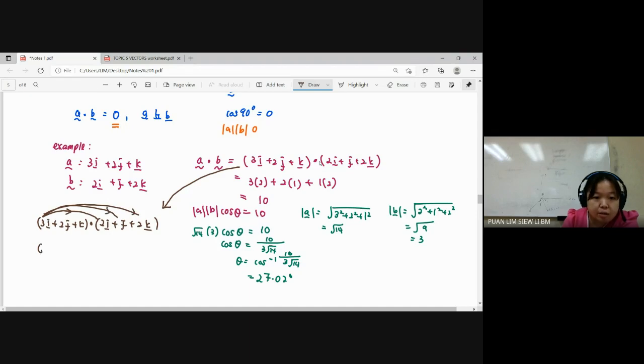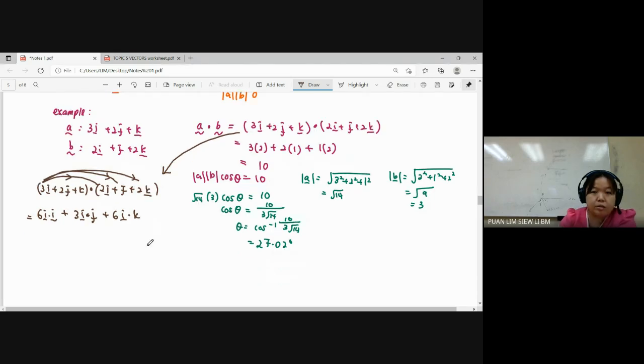So dia akan jadi 6I dot I. Then tambah 3I dot J. Tambah 6I dot K. So kembangan pertama lah kan. So konsep asal dia macam ni. I darab dan darab. So vector masih lagi undergo pendarapan.